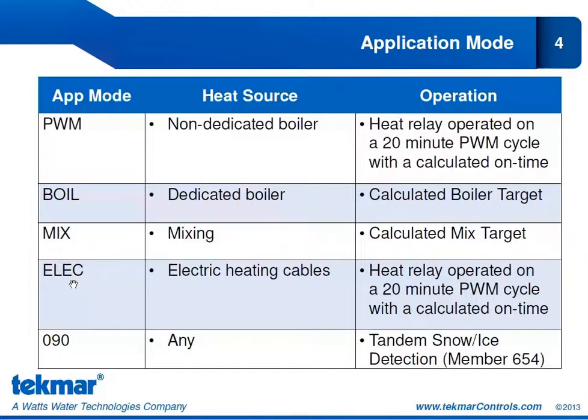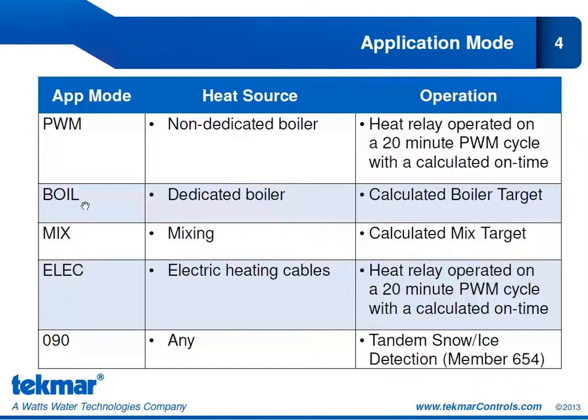Application mode elect is if your heat source is electric heating cables. In this case, the control would operate the heat relay on a 20-minute cycle with a calculated on time. Application mode mix is selected if the 654 is operating a mixing device, and your options for that are the 0 to 10 volt DC or the 4 to 20 milliamp analog output to operate the mixing device. In this case, the system is going to operate to maintain the calculated mix target.